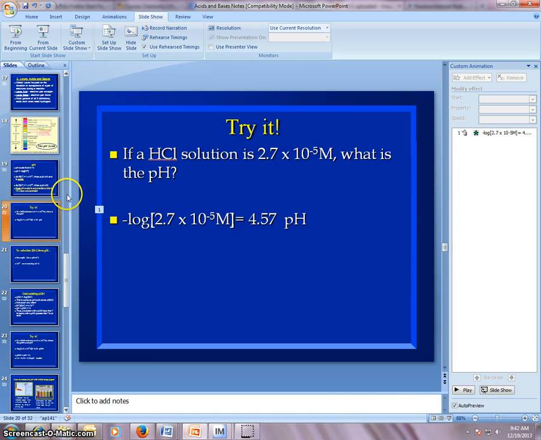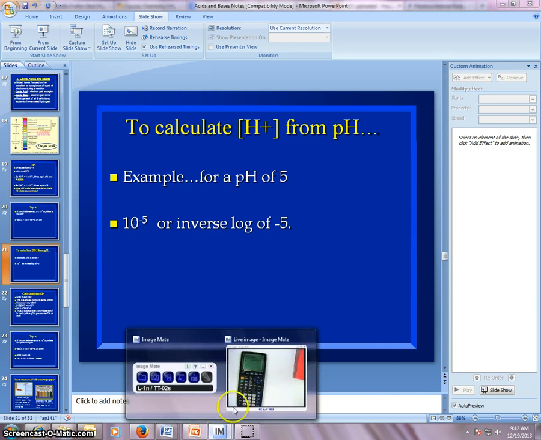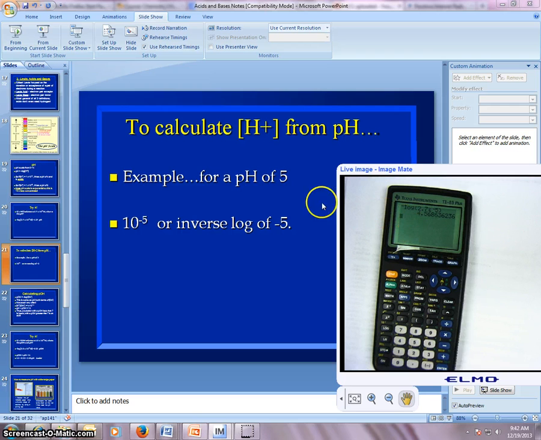Now, if we want to go in the other direction, so let's say we're trying to go from pH to hydrogen ion concentration, in that case, we take the pH and we make it the exponent and we make it negative. So again, if we look at the Almo, if we want to go in the opposite direction, I could do 10 raised to the negative pH power. So negative 4.57. And I hit enter, and so I get the hydrogen ion concentration is 2.7 times 10 to the negative 5th. So that's how you go from hydrogen ions to pH and pH back to hydrogen ion concentration.